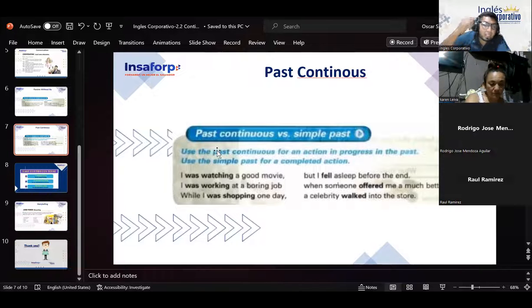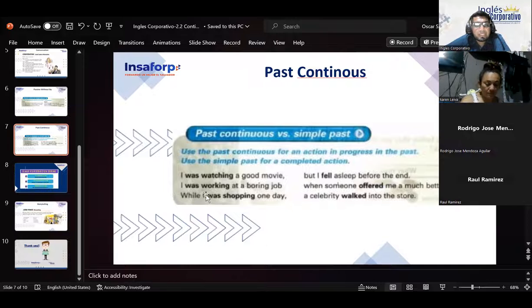Now, please, guys, take into consideration that I will be requesting examples for these sentences. So while we go ahead and look at the last example, start creating your own, because I will be starting to request your examples in a bit. So here we have the last example. While I was shopping one day, a celebrity walked into the store.